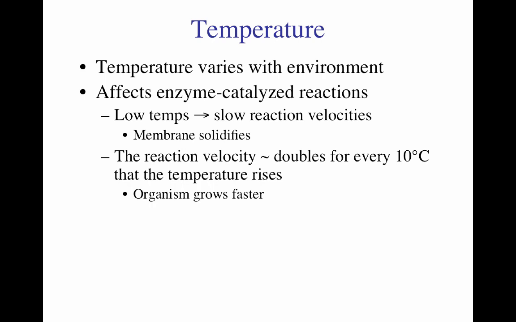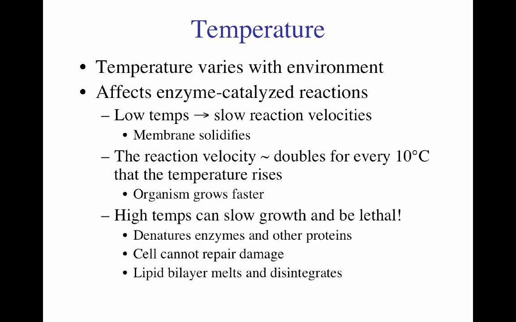So, for example, cells that are grown at low temperatures are going to have slow reaction velocities, but the membrane can also solidify as it loses fluidity. When the temperature increases, we think that the reaction velocity doubles for every 10 degrees Celsius that the temperature rises. So the organism is going to be growing a little bit faster. But a very high temperature can also slow down growth and be lethal, because now you're having issues of denaturation of proteins, the inability of the organism to repair DNA damage or damage to itself, and also the fact that now you have the lipid bilayer melting apart and disintegrating.